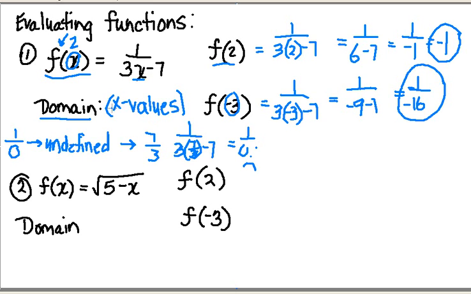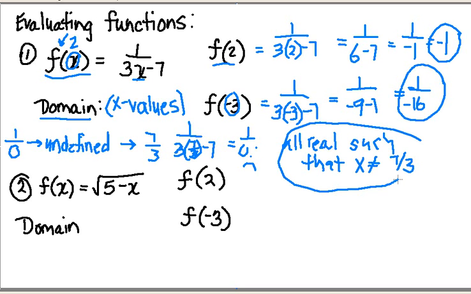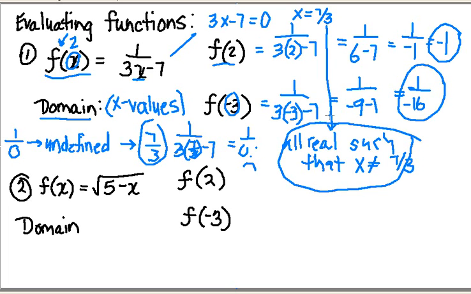So when I get ready to define my domain, I say all real numbers such that x is not equal to 7 over 3. So that would be my domain. If you don't see right away that it's 7 over 3, then just take your denominator and set it equal to 0. And if we solve this, you would get x equals 7 over 3. And that would tell you that that cannot be part of the domain.